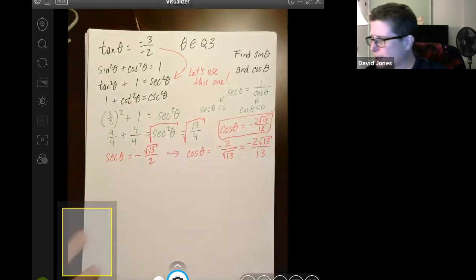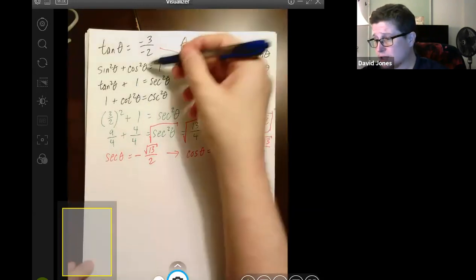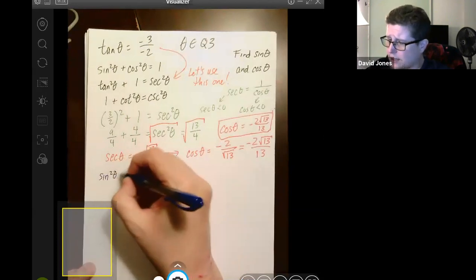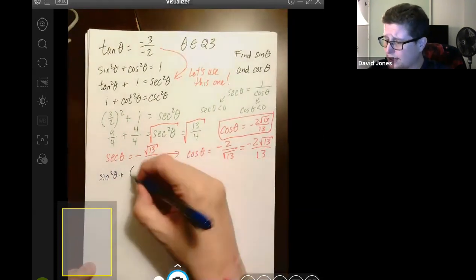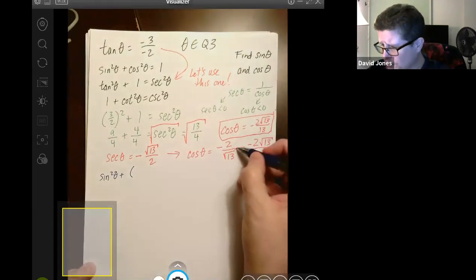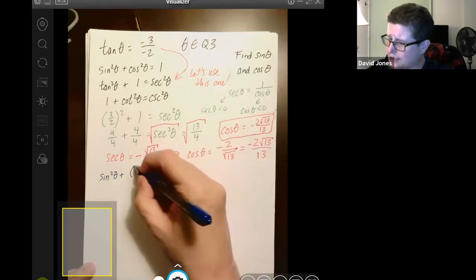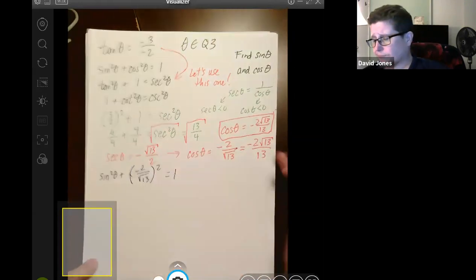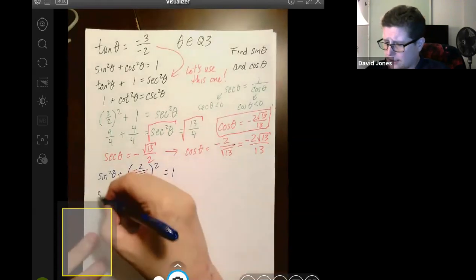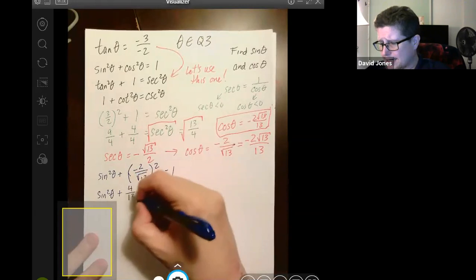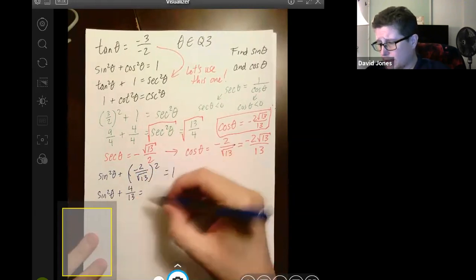Putting it somewhere so I can box it where it's nice and pretty. That's one of them. We need sine theta. I'm going to go with the top equation now. We have cosine. Let's use it. Sine squared theta plus cosine squared theta. Let's use this version right here. -2 over square root of 13 squared equals 1. Sine squared theta plus 4 over 13 equals 1.